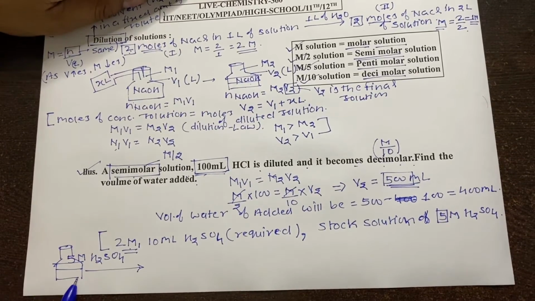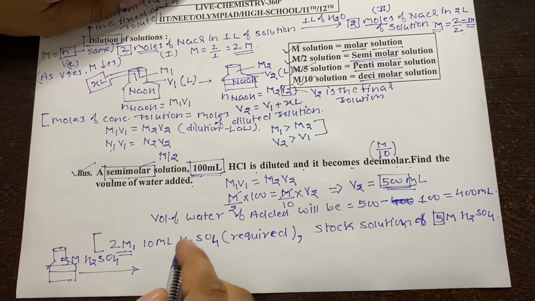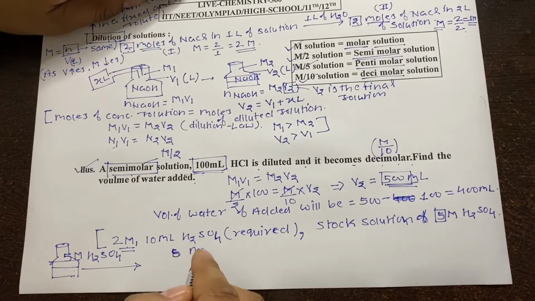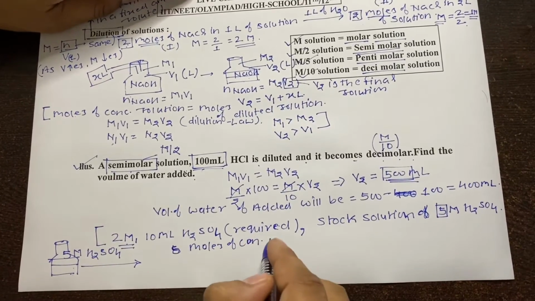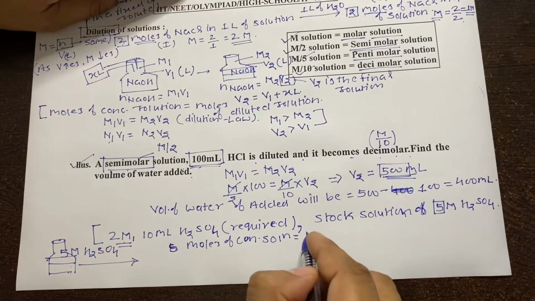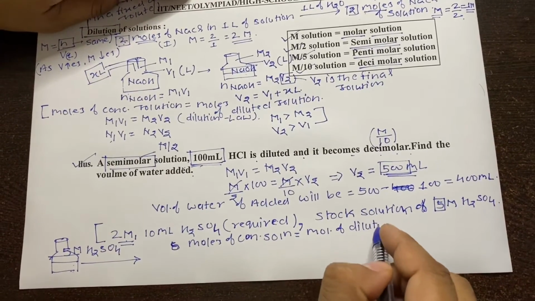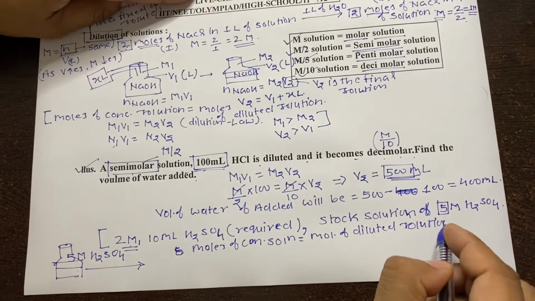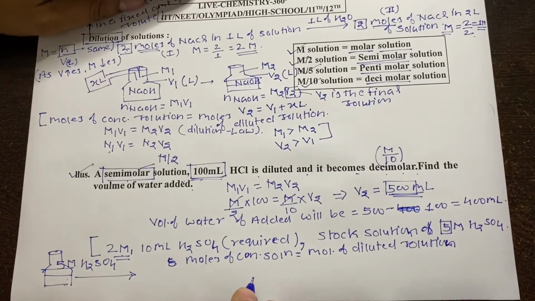So first we will find the volume of stock solution which is required to prepare this. Simply we can say that moles of concentrated solution will be equal to moles of diluted solution. Moles of concentrated solution will be equal to moles of diluted solution.